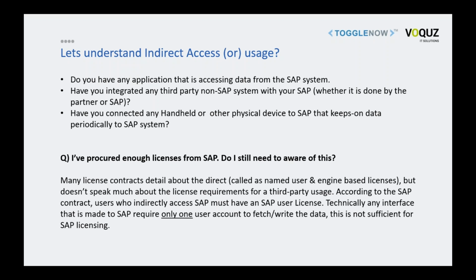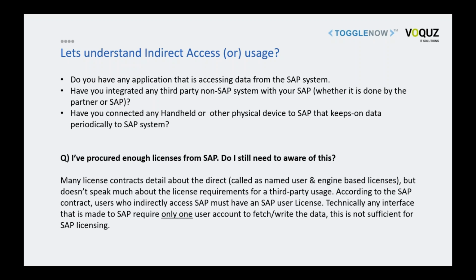One is direct access and the other is indirect access. Direct access is nothing but your named user licenses, users who actually log into SAP to perform certain activities. The licenses that were procured are the named user licenses for direct access only. But you really don't know the amount of usage or the number of interfaces that you have, and how many transactions those backend users are performing in the system.